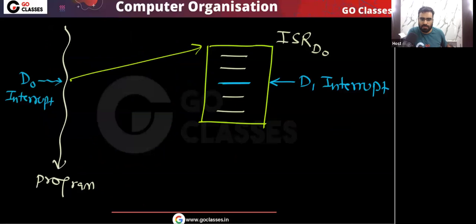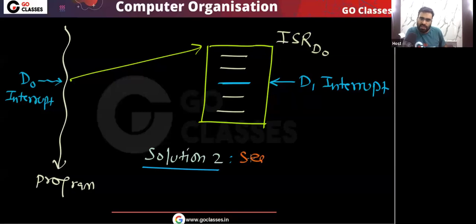What is solution two? What do you think? Anyone? Solution two is sequential execution of interrupts. That is, we sequentially execute interrupts. Sequential service, or execution, of interrupts.